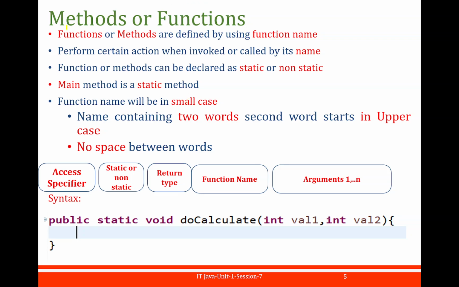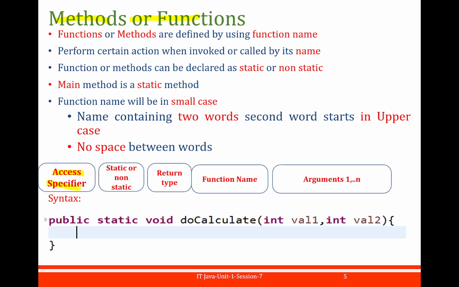Now we are going to discuss the methods, also called functions. So the syntax for defining a method is given over here. It may or may not have all these fields. It can start with an access specifier. Already we saw access specifiers. There are various access specifiers like public, private, protected, and default. If we do not mention any access specifier, then it comes under the default access specifier.